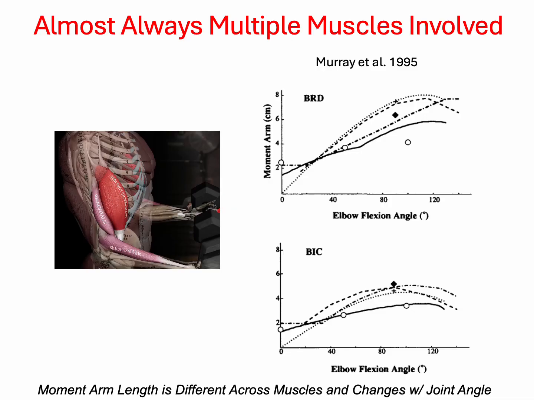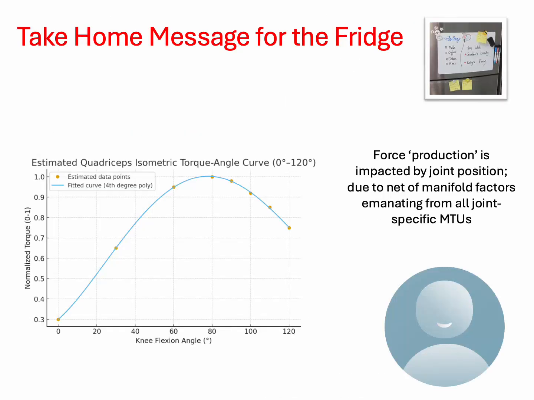All of this is impacting the joint angle torque relationship. So finally, and I apologize, this is a little bit longer than anticipated, this is your take-home message for the fridge, so you can post it on your fridge at home. We looked at this at the very beginning, the relationship between knee flexion angle and torque production.